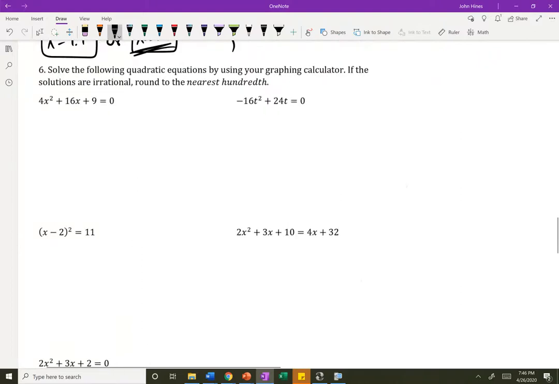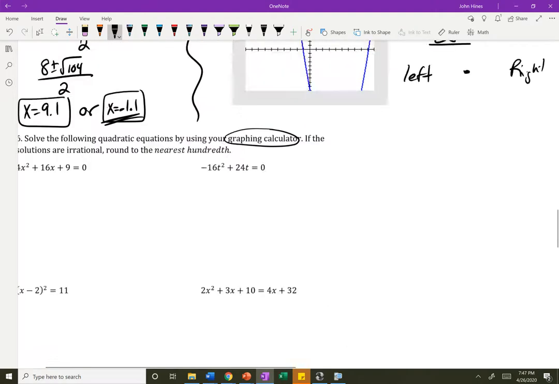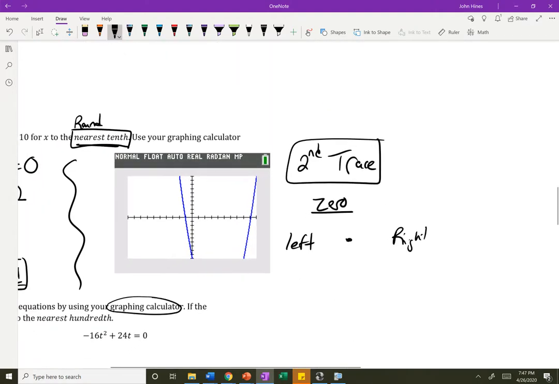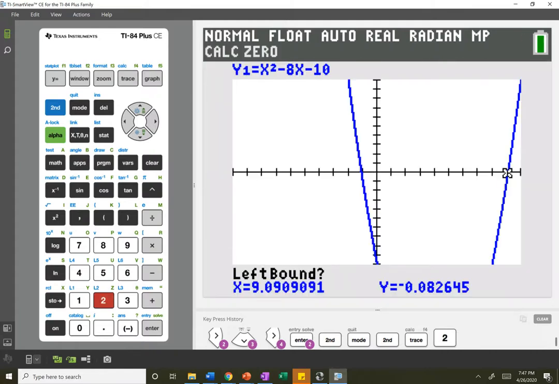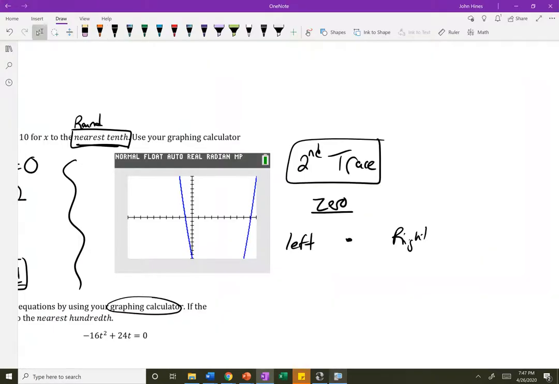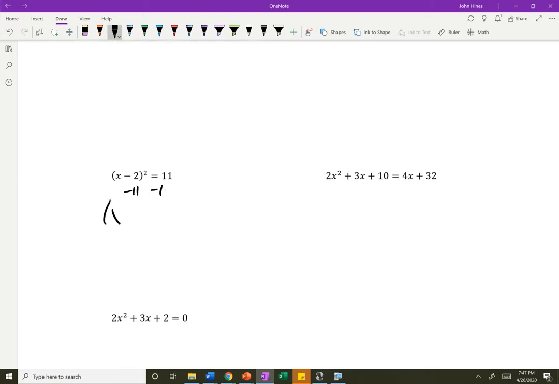For this one here, solve the following quadratic equations using your graphing calculator. What I want you to do is find the zeros by using that second trace technique. Second trace, 0. You go to the left side, and then you go to the right side. The first thing is it has to be equal to 0. So for something like this one, you need to subtract away 11. You have to do x minus 2 squared minus 11 equals 0. That's the one you have to type into your calculator.